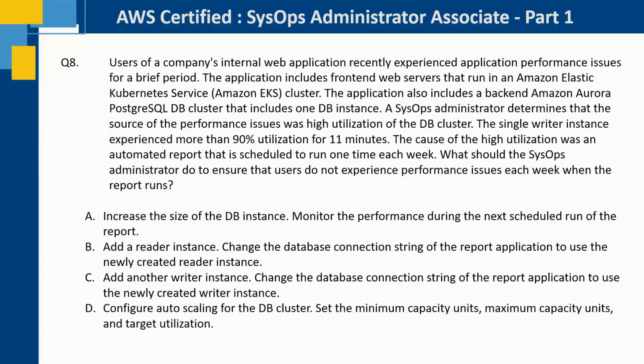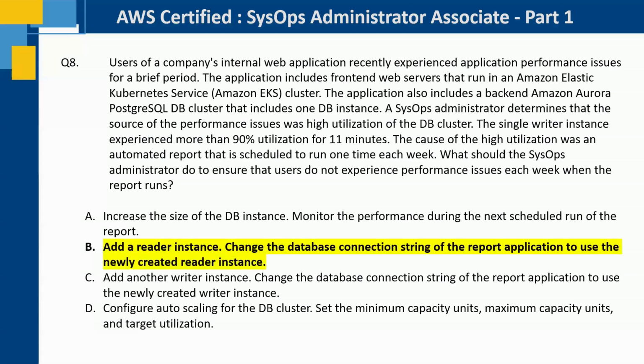Now friends, Amazon Aurora PostgreSQL supports read replicas that offload read traffic from the primary writer instance. Since the automated report is likely read heavy, running it on a reader instance will reduce load on the writer and avoid performance issues for other users. This approach is cost effective and leverages Aurora's high availability and scalability. Reader instances can serve read-only queries without affecting the write performance of the primary DB.